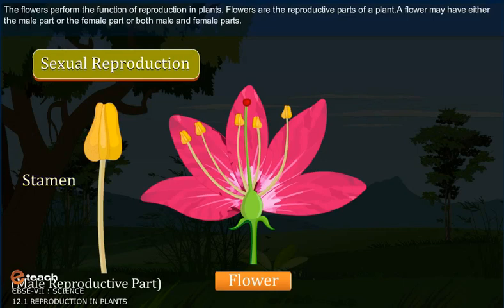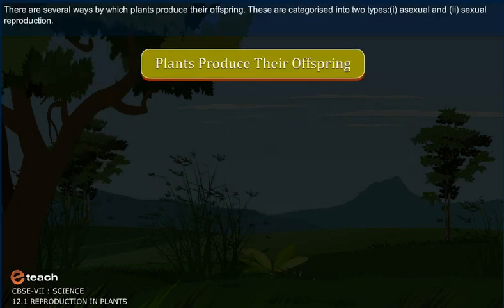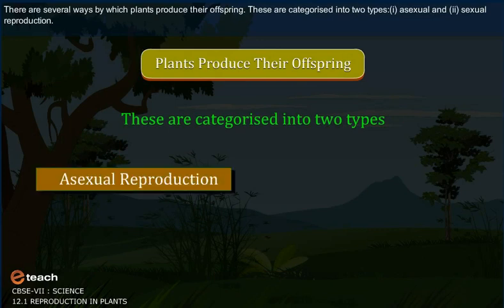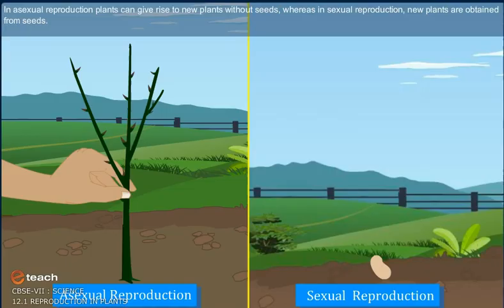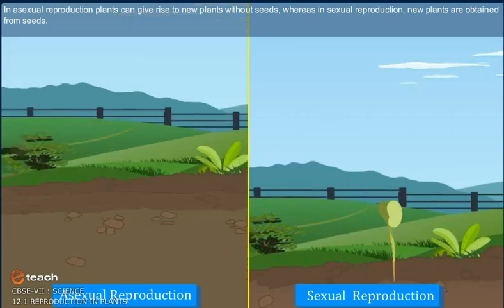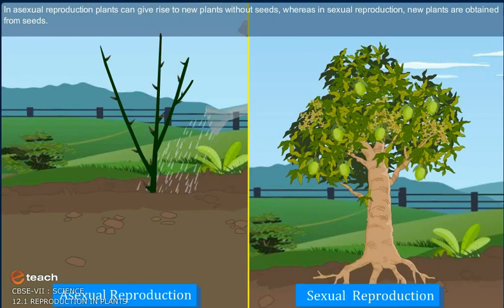Flowers are the reproductive parts of a plant. A flower may have either the male part or the female part, or both male and female parts. There are several ways by which plants produce their offspring. These are categorized into two types: one, asexual, and second, sexual reproduction. In asexual reproduction, plants can give rise to new plants without the seeds, whereas in sexual reproduction, new plants are obtained from the seeds.